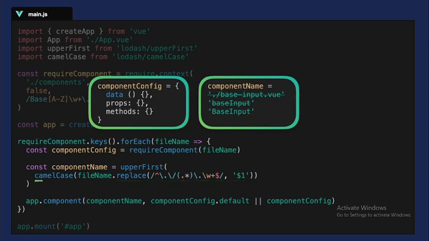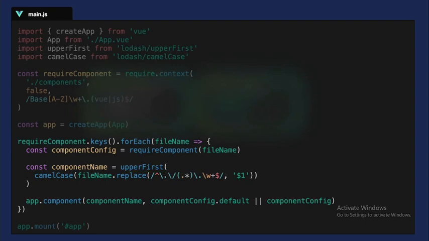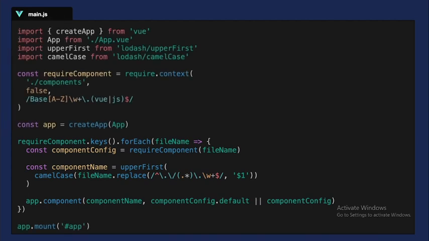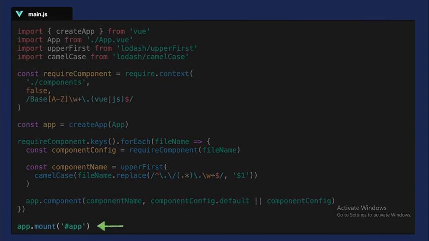Next, we will use the camelCase function to strip out any dashes and turn it into camel case. We will use upperFirst to turn the first character into an uppercase character. Finally, we use the component name that we just extracted and the component configuration that we got earlier to register the component as a global component. We wrap up the file by mounting our application into the element with an ID of app.